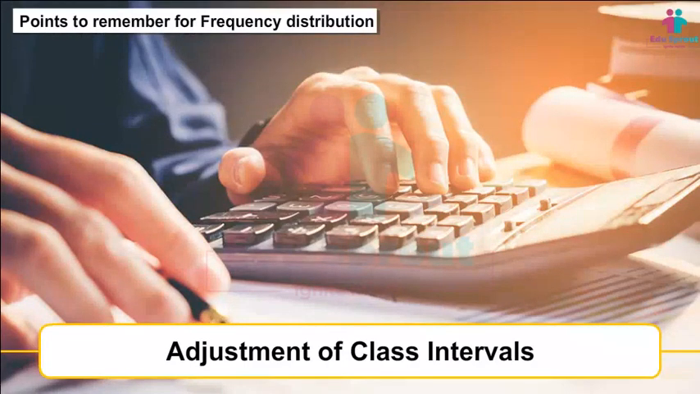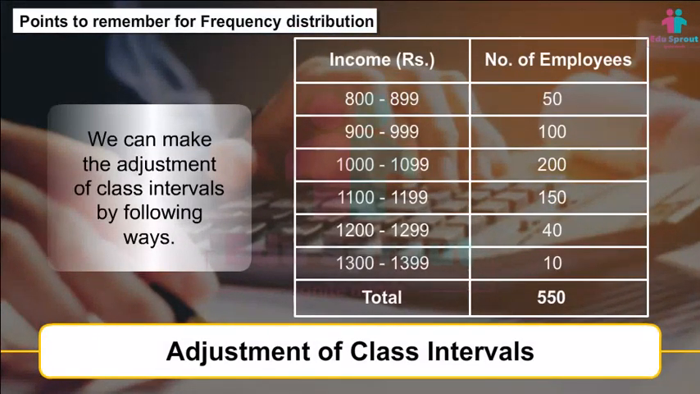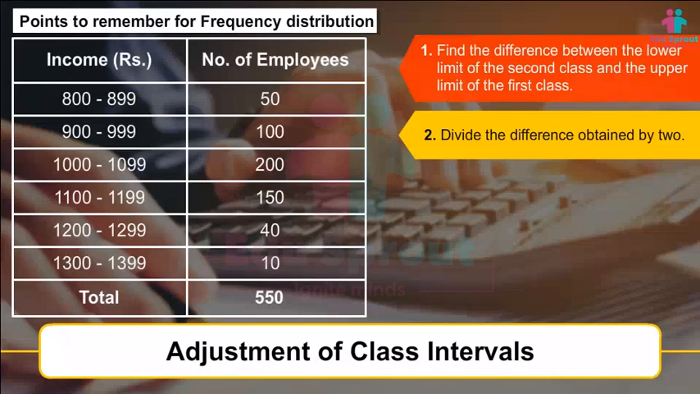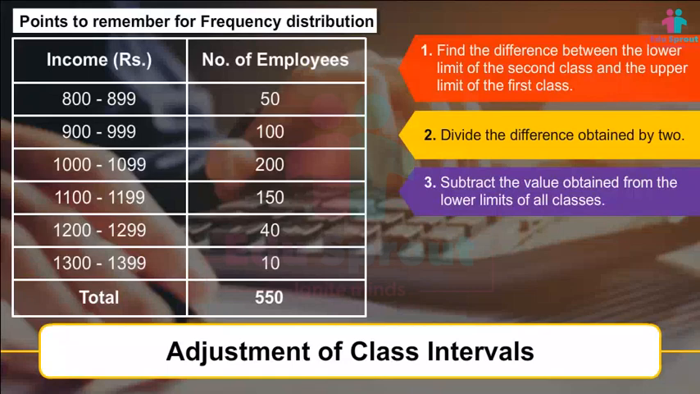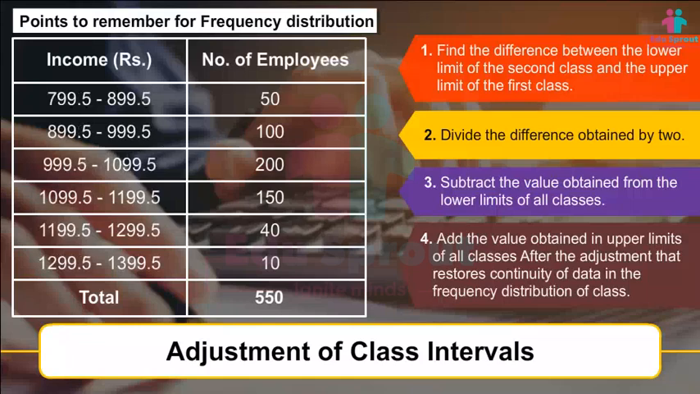Adjustment of class intervals. We can make the adjustment of class intervals in the following ways. 1. Find the difference between the lower limit of the second class and the upper limit of the first class. 2. Divide the difference obtained by 2. 3. Subtract the value obtained from the lower limits of all classes. 4. Add the value obtained to the upper limits of all classes. After the adjustment, this restores continuity of data in the frequency distribution of class.